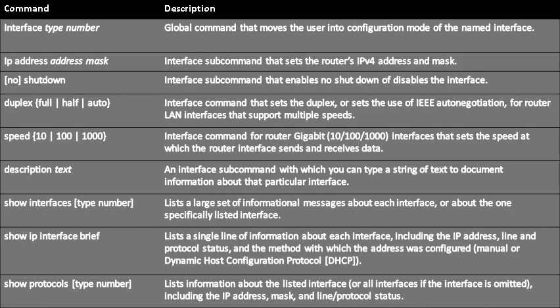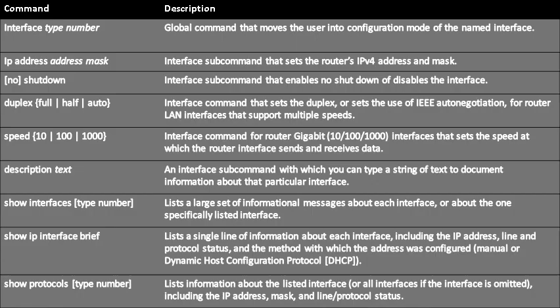Here's a list of commands that you will typically use when setting up a router. Interface type number is a global command that moves the user into configuration mode of the named interface. IP address mask is a subcommand that sets router IP addresses and masks. No shutdown is an interface subcommand that enables the interface; shutdown disables the interface.